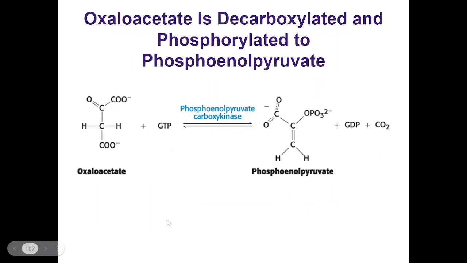Okay, so here's our oxaloacetate. This is going to be the one that uses up GTP. I'll help you find that if you ever need to go back in the overall pathway. The phosphoenol pyruvate carboxykinase is going to be transferring that phosphate and putting it on the oxaloacetate. This is going to be what gives you your phosphoenol pyruvate.